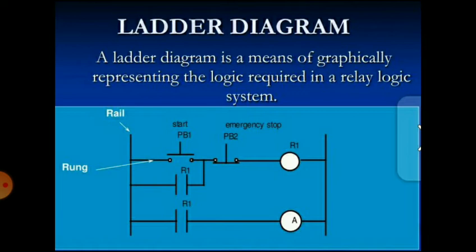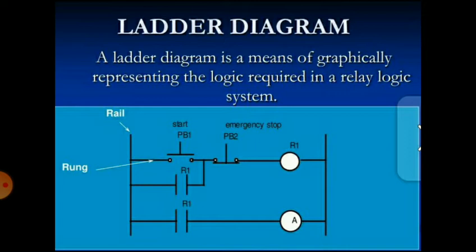Now regarding the ladder diagram, a ladder diagram is a means of graphically representing the logic required in a relay logic system. It is a network of contacts and coils that are arranged on rungs between two vertical lines called power rails. You can see in the diagram the vertical lines that are called the rails and the horizontal lines that are called the rungs.